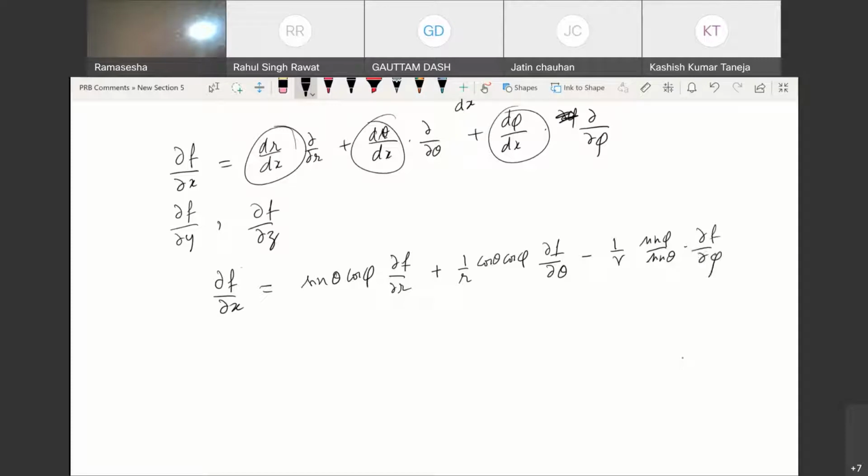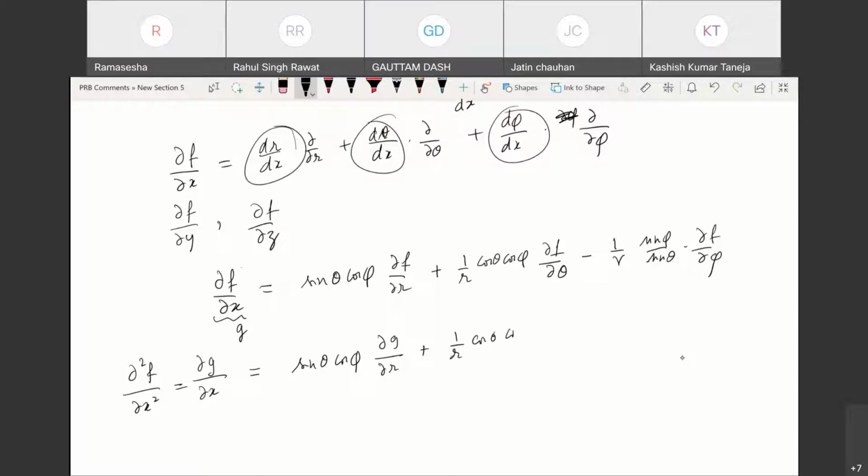Okay, so now if I want to get del square of f, then del g by del x is equal to sin theta cos phi del g by del r plus 1 by r cos theta cos phi into del g by del theta minus 1 by r sin phi by sin theta into del g by del phi.